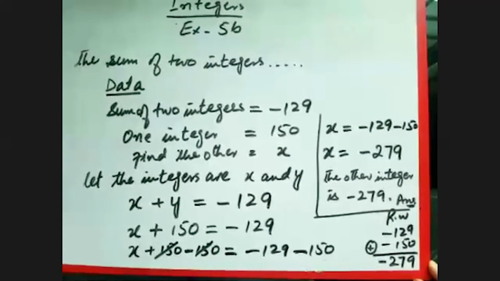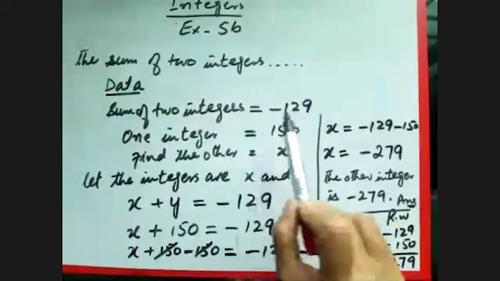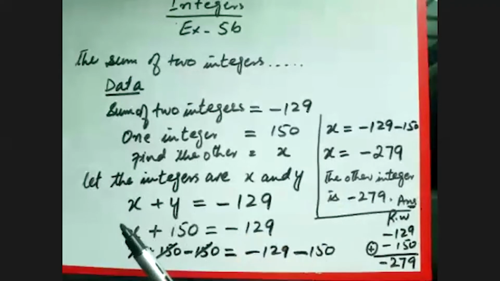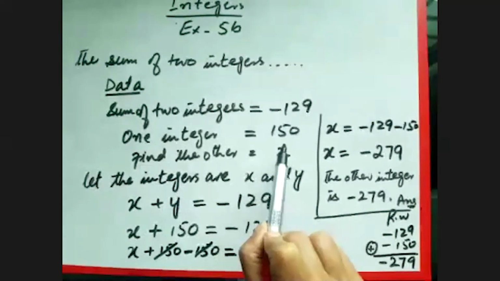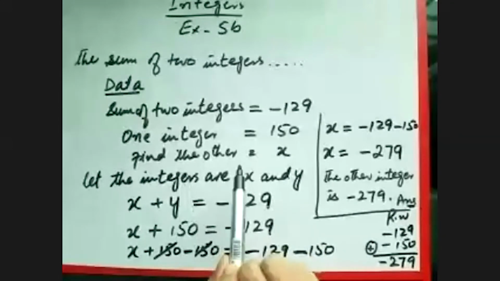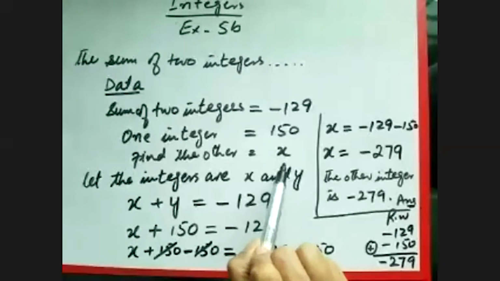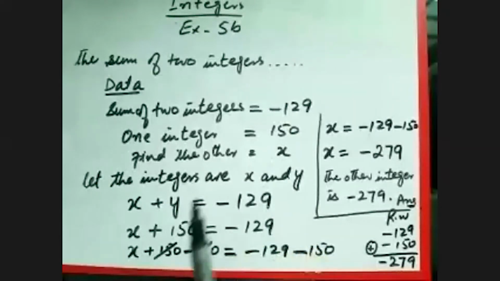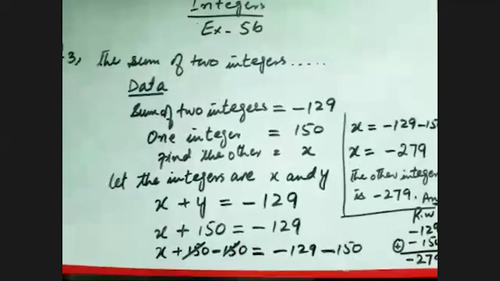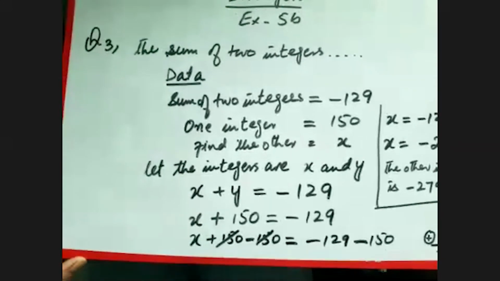Write down the statements, because this is a problem sum. The sum of two integers given in the book is minus 129. One of the integers is given, which has the value 150. You have to find the other integer. You express the other integer with x, the variable. Then you will make the equation for the given problem.